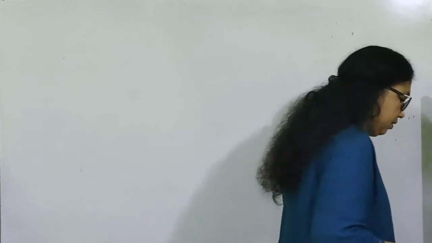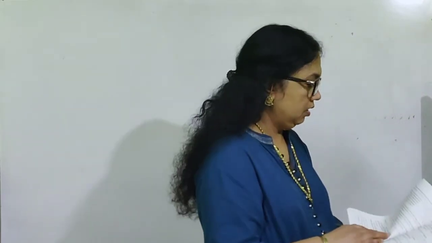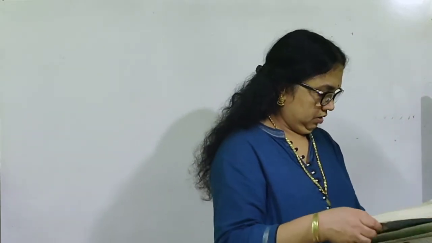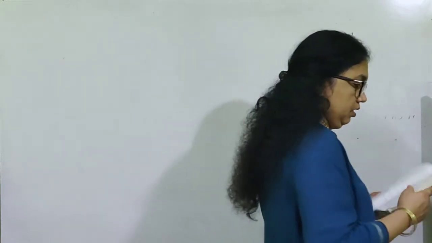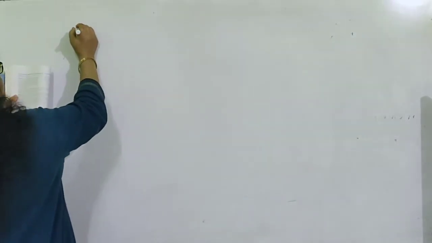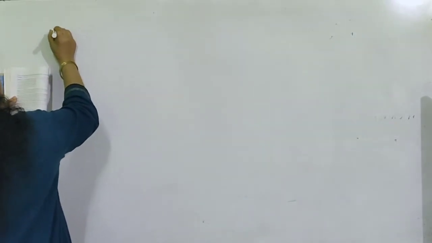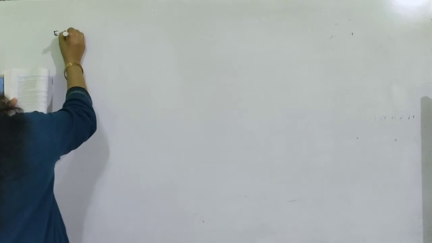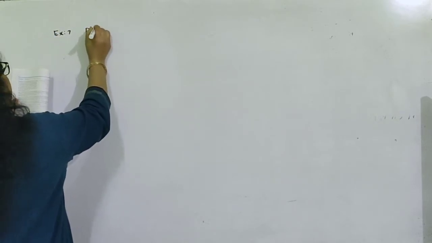Example 6 is of a quadratic polynomial only, so that is a simple one. Example 7 I am doing. That is easy, you can do it by yourself. Divide, example 7.